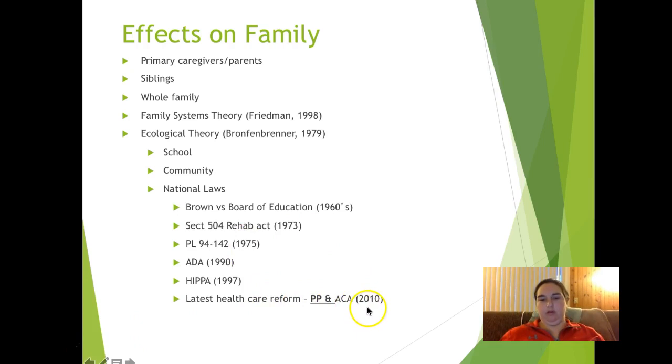And now with 2010, people think of Obamacare as just the insurance, but a lot of the laws were surrounding the portability part of it, of not being unable to be covered even if you have a pre-existing condition, and some of the other laws that have really helped kids with chronic illness.